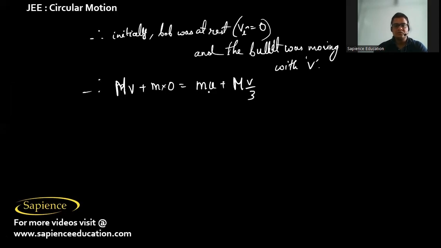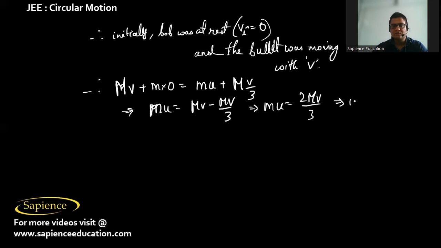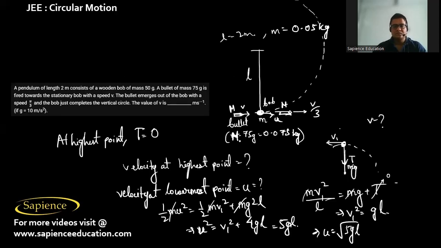It is m1 u1 plus m2 u2 equal to m1 v1 plus m2 v2. Therefore m u will be equal to Mv minus Mv by 3. So m u is equal to 2Mv by 3, since 1 minus 1 by 3 is 2 by 3. So u will be equal to 2M by m into v by 3. And this should be equal to root 5gL.